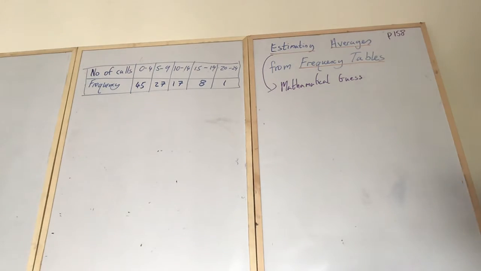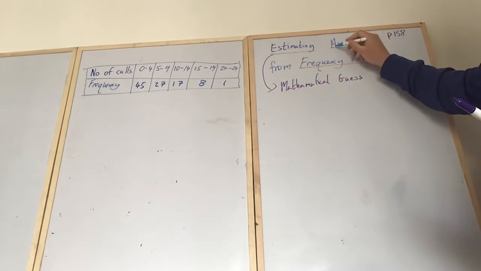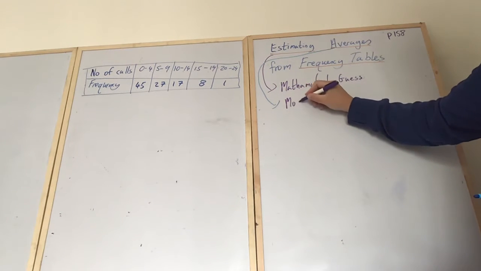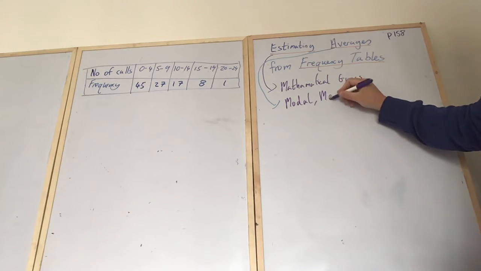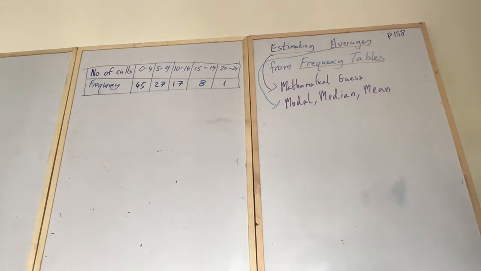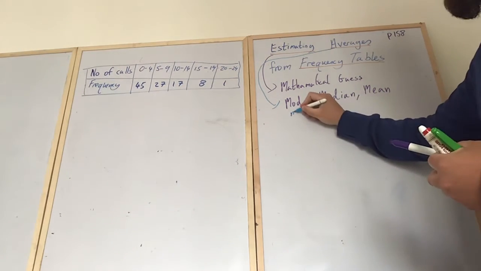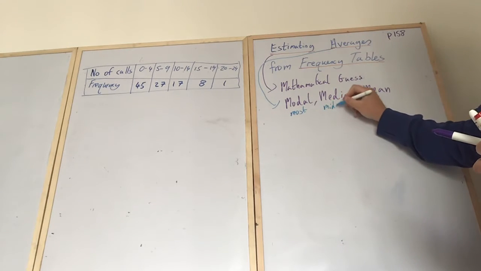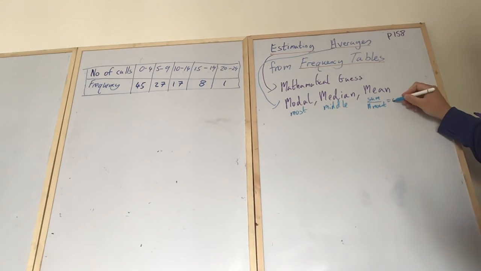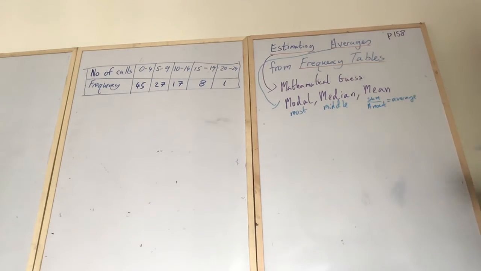The second strand we're going to look at is averages. In this, it involves the modal, the median, and the big one, the mean. So the modal is the most, the median is the middle, and the mean is the sum over the amount, which will be an example of the average.